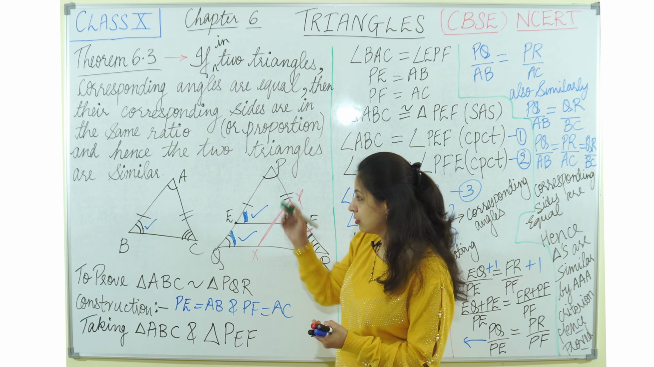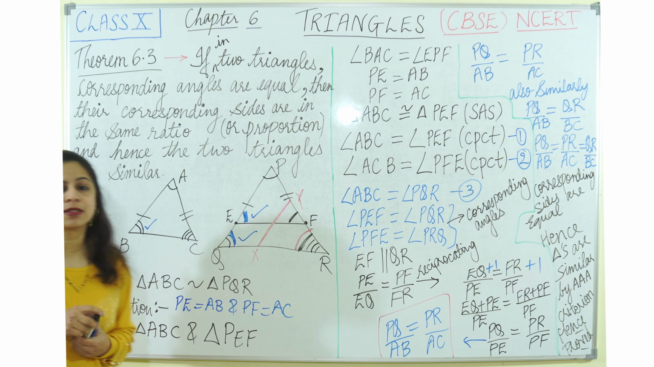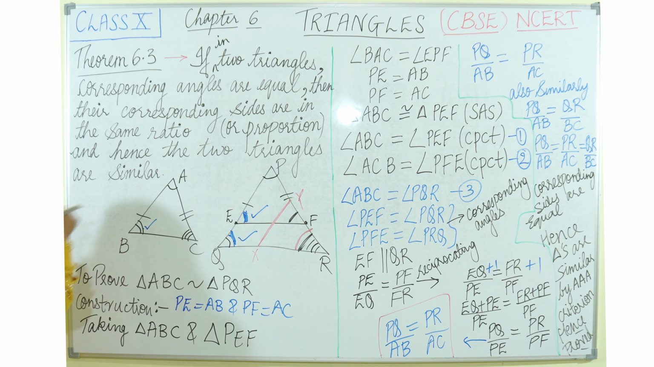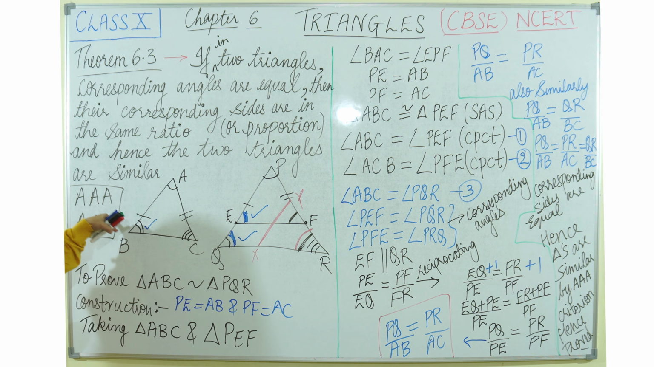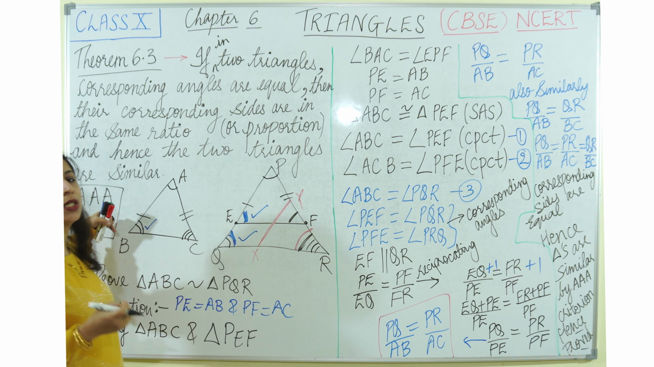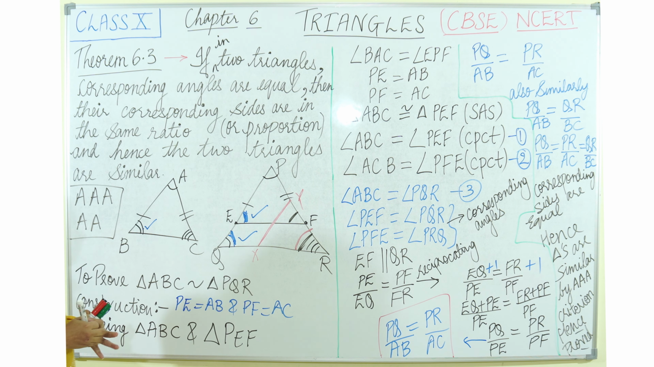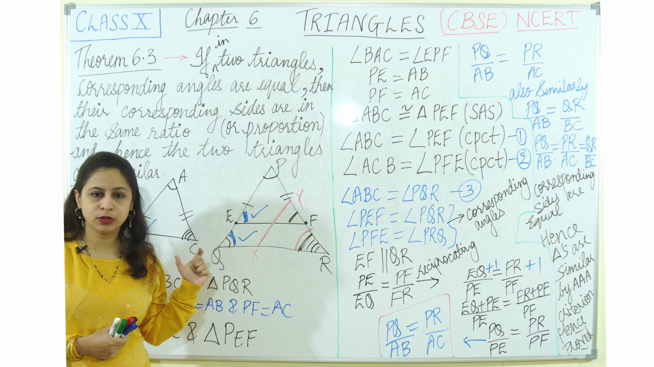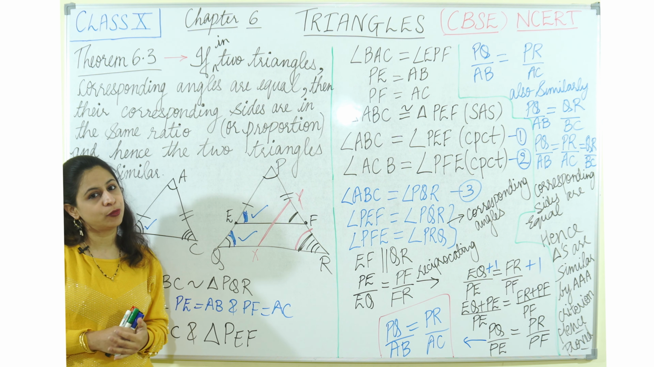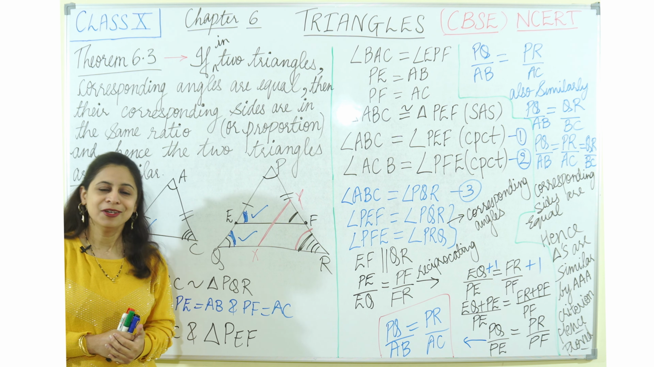So this theorem depicts the criterion AAA, or you can simply say AA criterion, because if any two angles are equal, the third angle will automatically be equal. In this manner we need to prove this theorem, and it is important from the exam point of view.